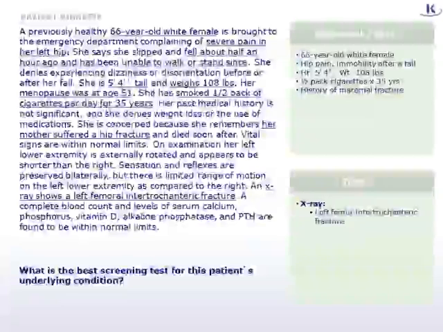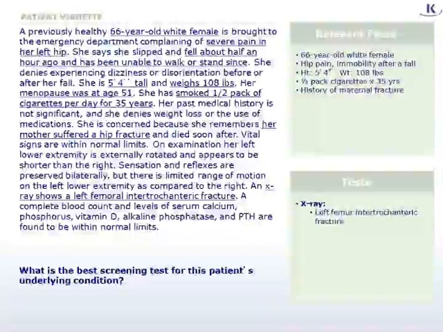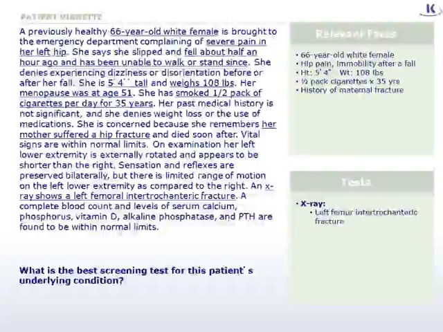Let's return to our vignette and apply what we've just discussed. Given this 66-year-old female's presentation of a hip fracture with a likely positive family history of osteoporosis and other risk factors such as smoking and low body weight, she probably has primary osteoporosis type 1, also known as postmenopausal osteoporosis.